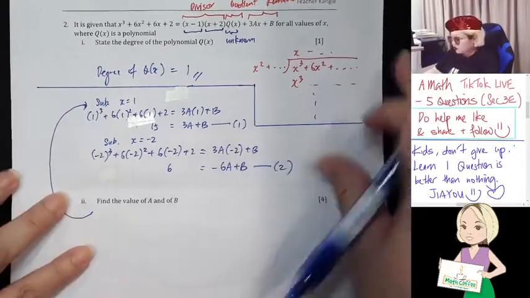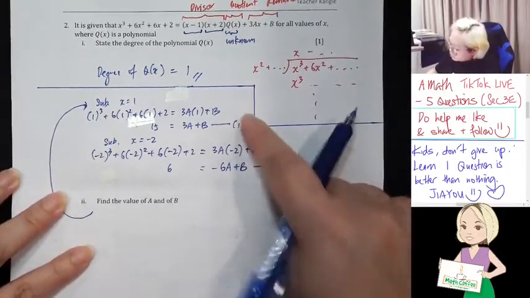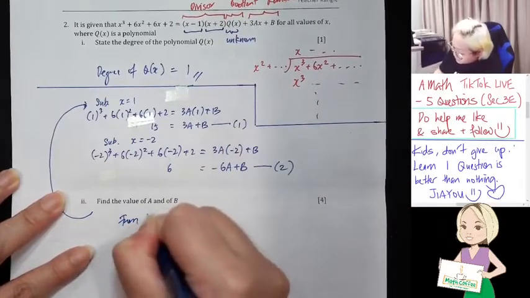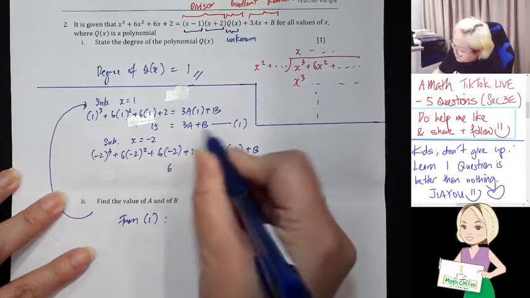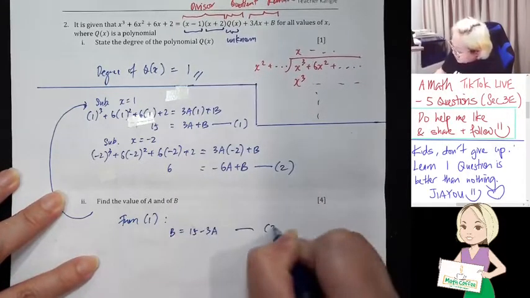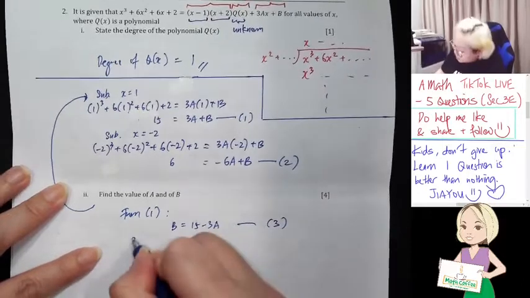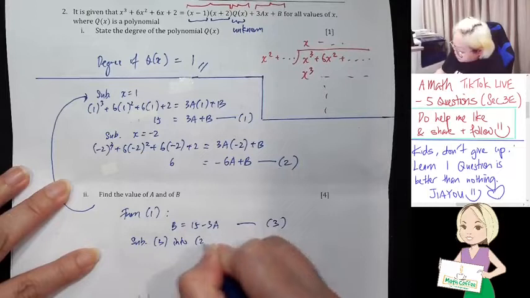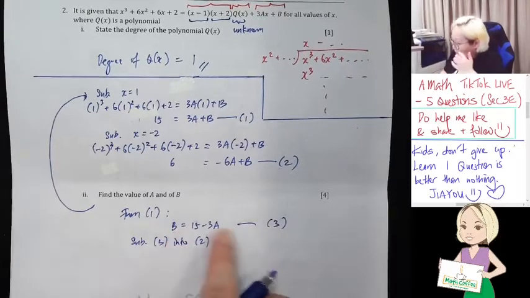Okay, come, let's continue. Okay, kids, see here. So I'm going to make B the subject. I will say from 1, make B the subject. So B will be equals to 15 minus 3A. So now this becomes my equation 3. So I'm going to sub equation 3 into equation 2, replacing all the B to become A.